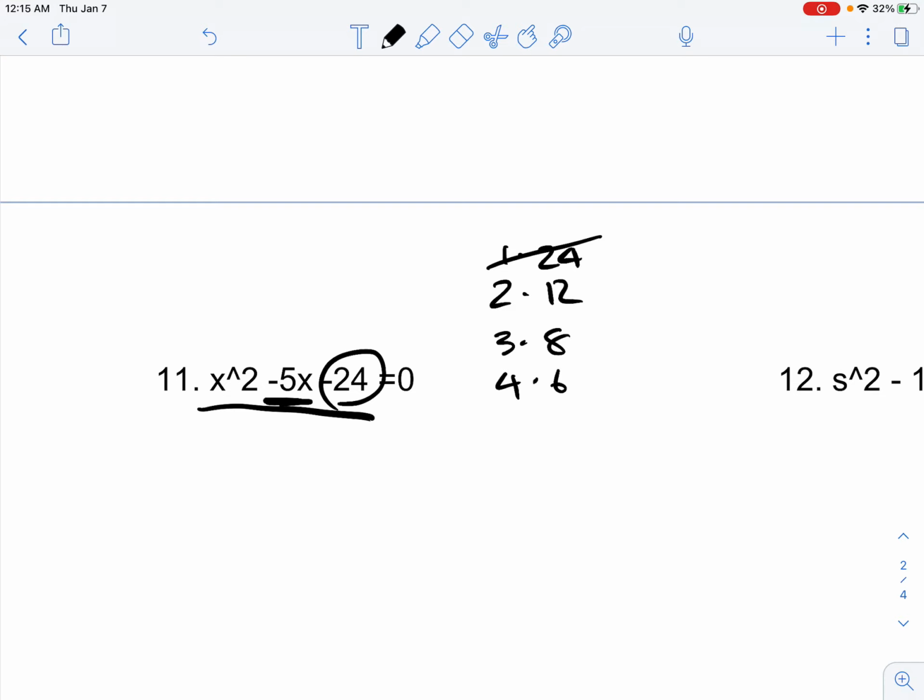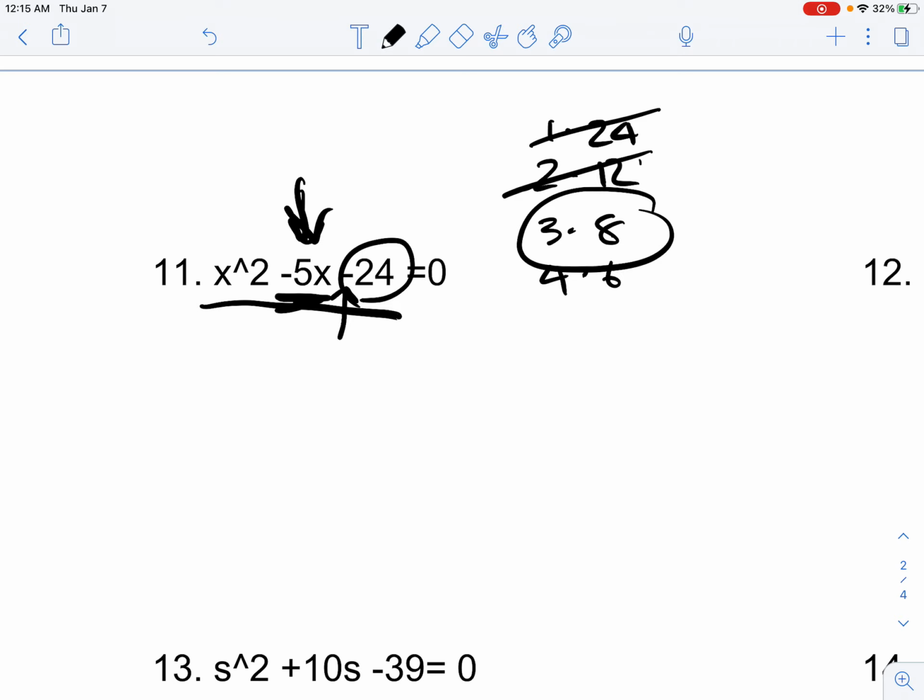Or a difference of negative 5. Well, you know 1 times 24, there's no way you can get that. 12 times 2, well, that is 24. But if you do 12 minus 2, that'd just be 10. 12 plus 2, that would be 14. Nowhere near this sum, so you can cross that out. 3 times 8. 3 times 8 is 24. And if you subtract 3 from 8, you get 5, which is the sum. So we know that this is our combination.